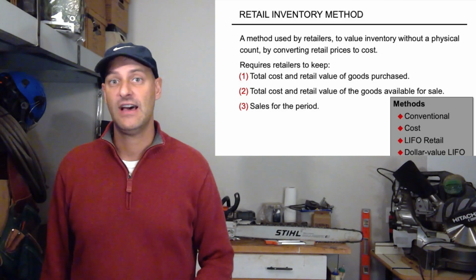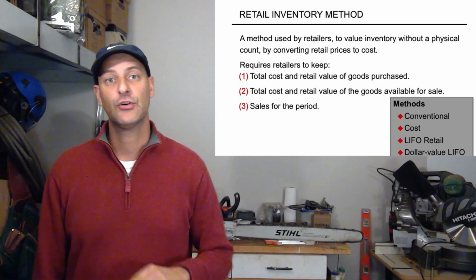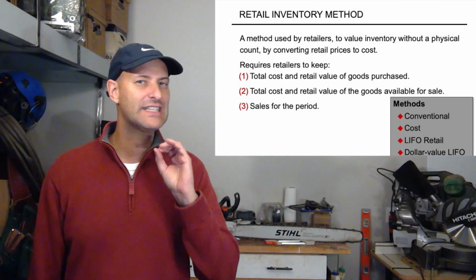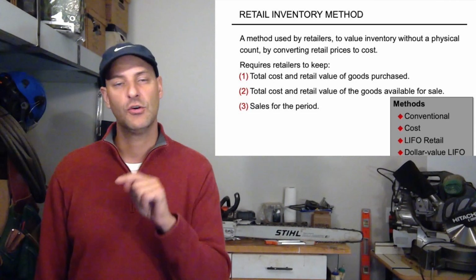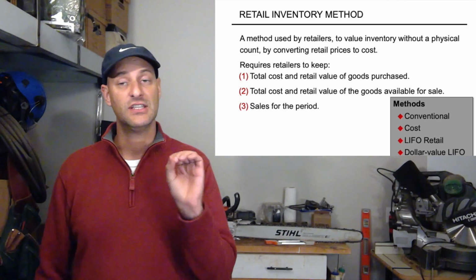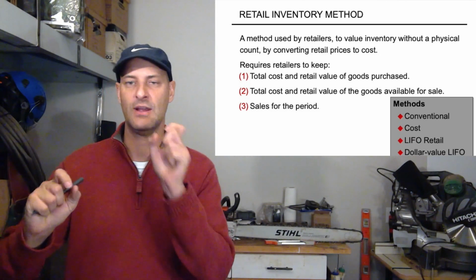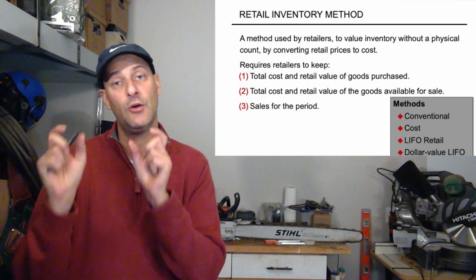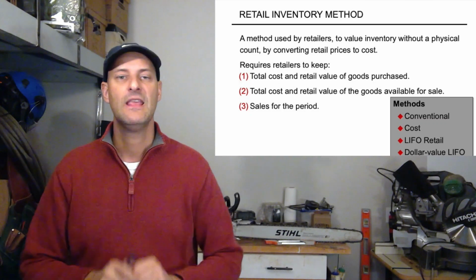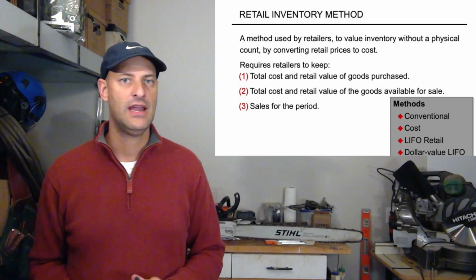Now, similar to our gross profit percentage, there is a retail inventory method. I am not going to go into great detail about the retail inventory method. It is largely the gross profit method, but it's looking at retail markups and markdowns. You need to be aware that it's out there. It is a method used by retailers to value inventory without a physical count by converting retail prices to costs. Very similar, at least conceptually, to our gross profit method. The retail method just does it as a retail price to cost. So you look at, okay, what is our typical markup on costs to get to retail? And then you use that to estimate your ending inventory value.